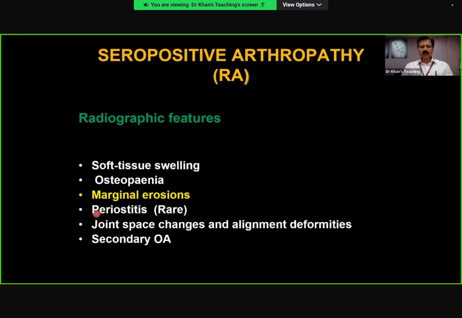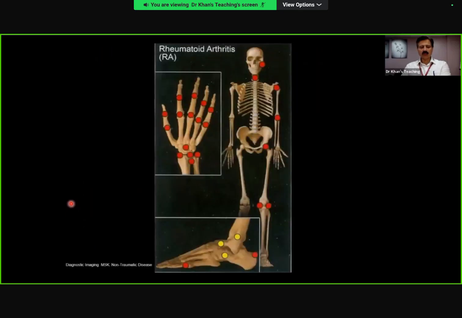Periosteal reaction is quite rare in rheumatoid arthritis, and it is much more common in other types of arthritis like psoriasis. And when arthritis is full-blown, then you can have a lot of deformities. I'll show you. Of course, secondary OA changes can happen, but the key finding is marginal erosions, which you have to develop your eyes for. So this gives you the pattern, and this pattern is a take-home point for today.